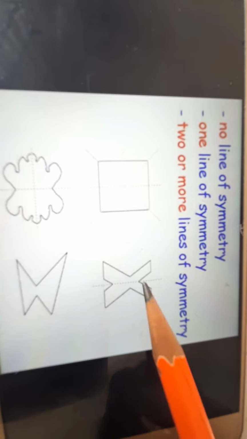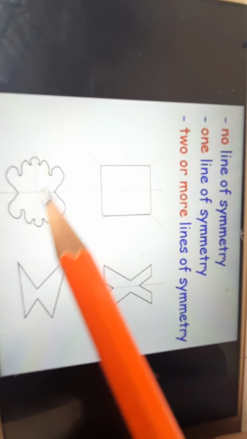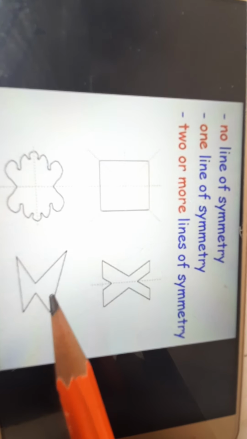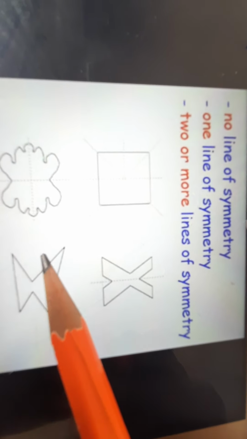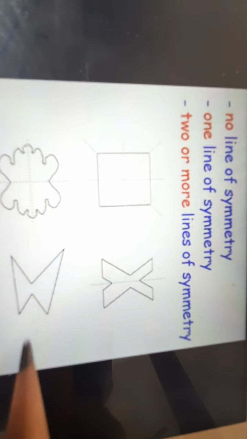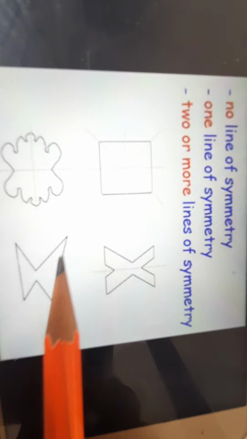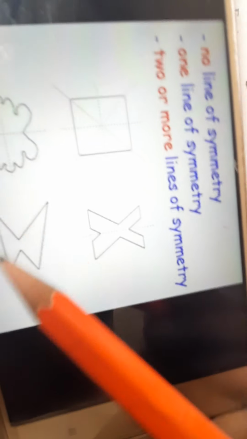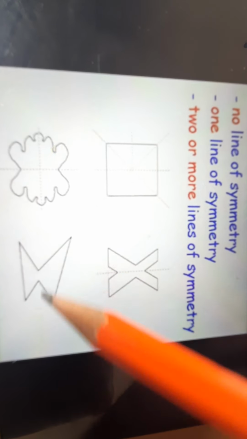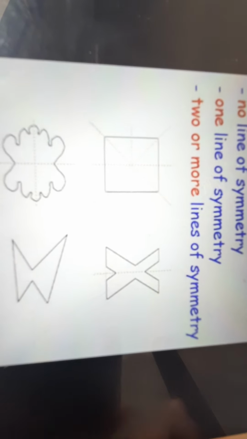Here an alphabet is there. It has only one line of symmetry. And here this picture is there. It has 2 lines of symmetry, one vertical and the other horizontal. Here you can observe this picture. It has no line of symmetry. हम कोई भी ऐसी line draw नहीं कर सकते इसे divide करने के लिए जिससे हमें exactly same image मिले. If I draw a vertical line, see, the left part will be different from the right part. So it does not have any line of symmetry. If I draw a horizontal sleeping line, then also the upper and lower parts will be different. So it has no line of symmetry.